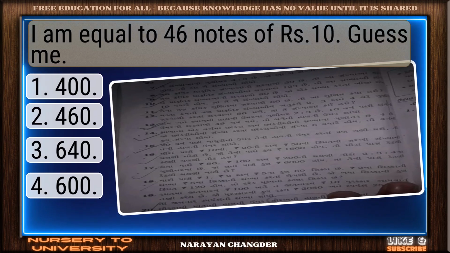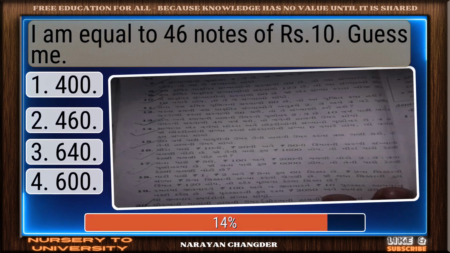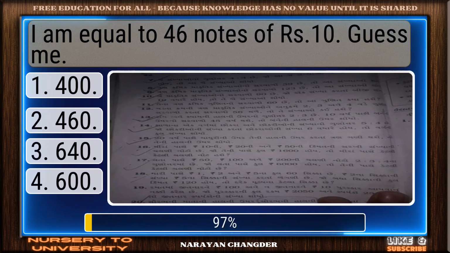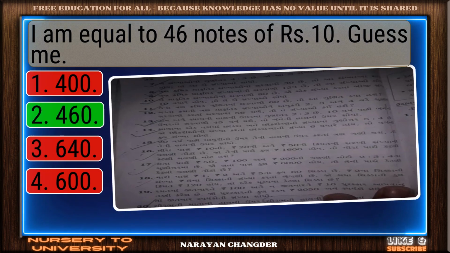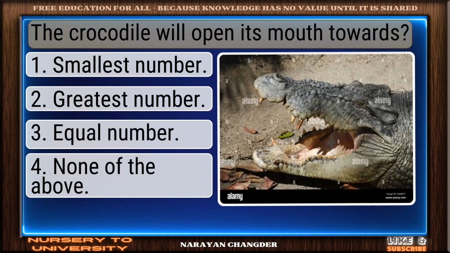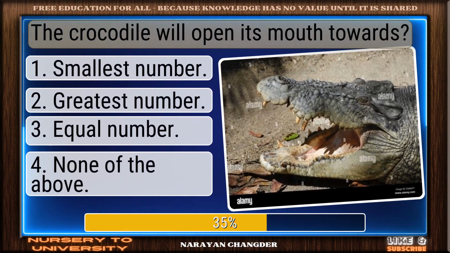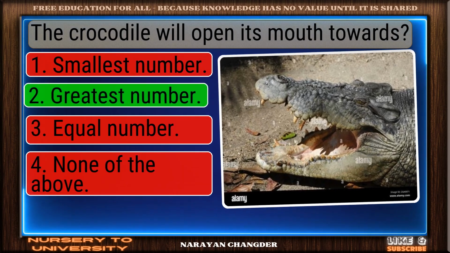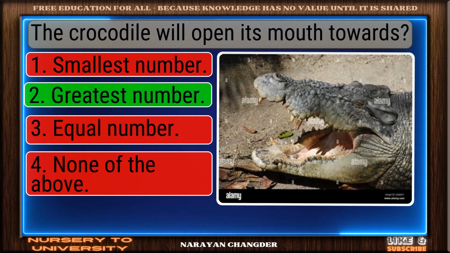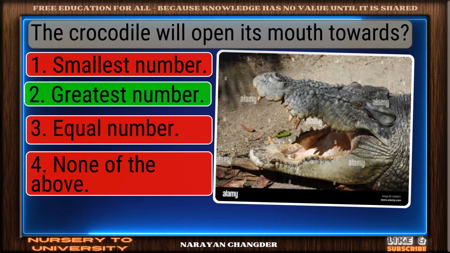I am equal to 46 notes of 10. Guess me. Right choice. 460 is the best answer. The crocodile will open its mouth towards the... Nicely done. Greatest number is a solid answer.